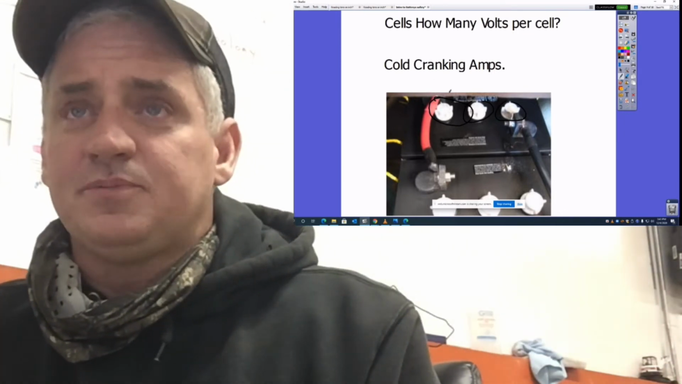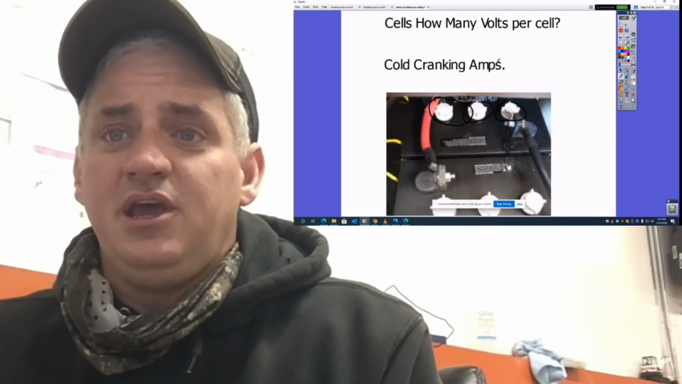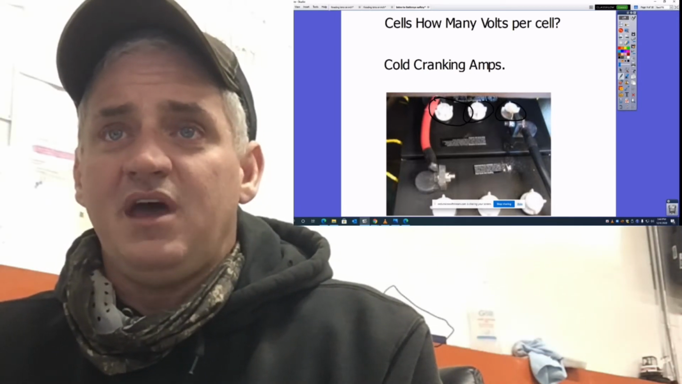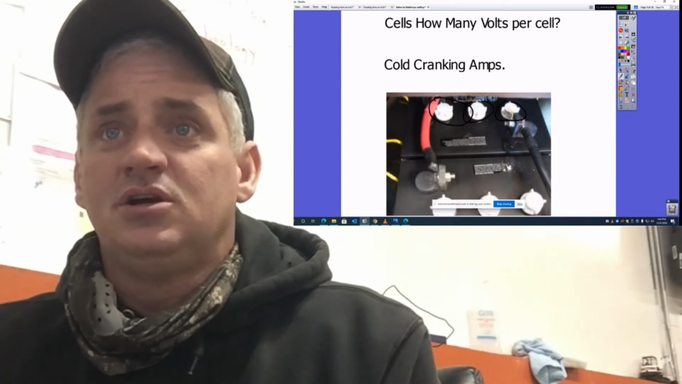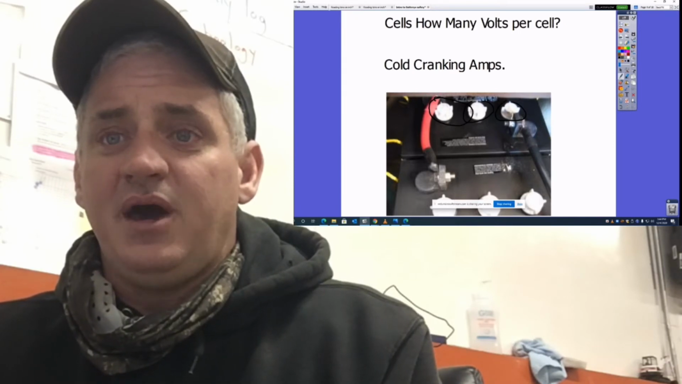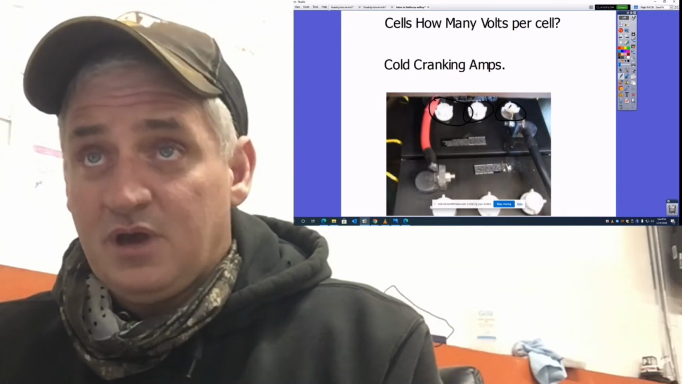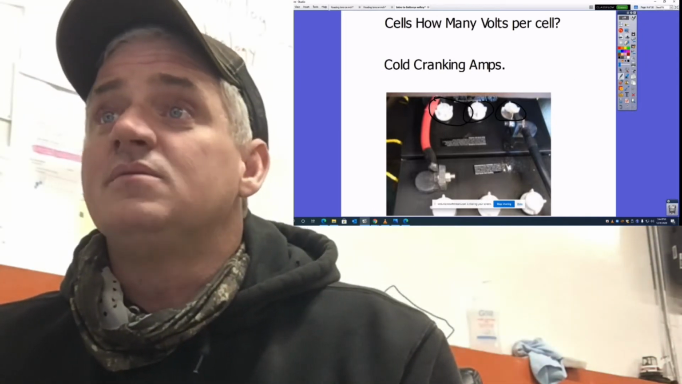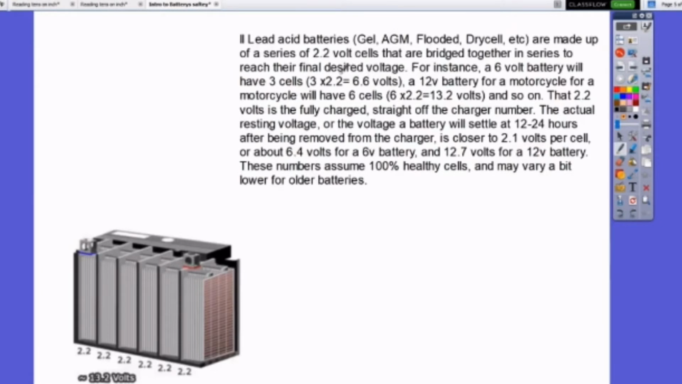We need to know how many volts per cell, and what cranking amps are. Cranking amps is the cold cranking amps, what that battery can withstand under cold conditions. Those are two important things. When it comes to identifying the battery system, you have to know how many volts are in each cell to identify how many volt system you're working on. Each cell has 2.2 volts in it. So technically, a 12-volt battery has 13.2 volts in it.